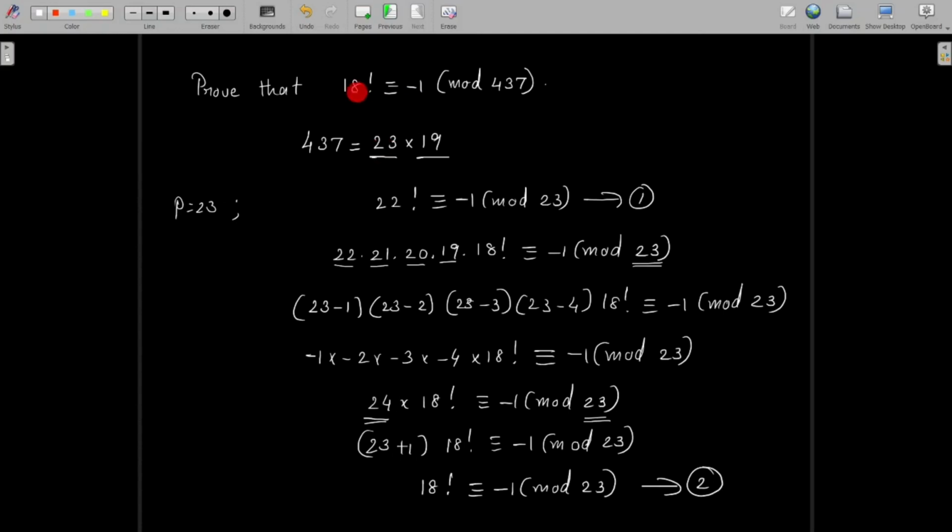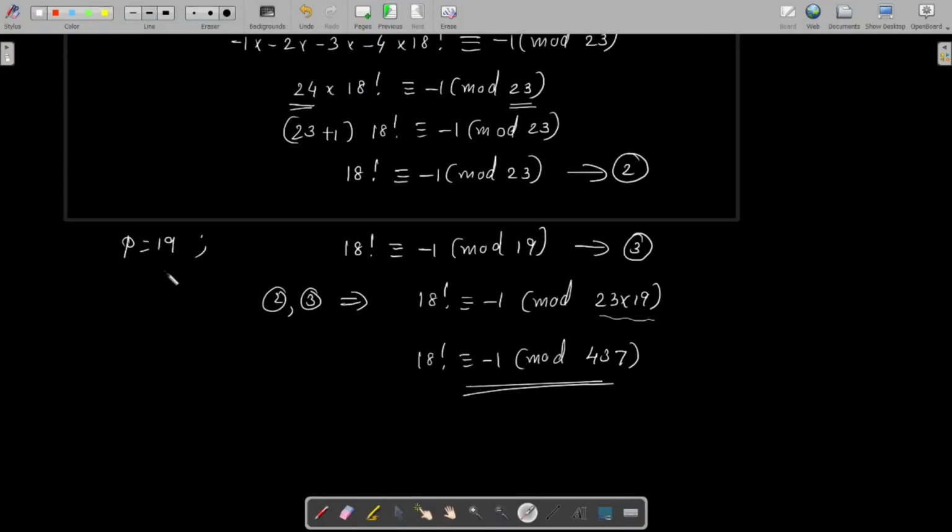Now we have to show that 18 factorial is congruent to minus 1 mod 19 also. For that, we will again apply Wilson's theorem for P equal to 19. So we have P minus 1 factorial, that is 18 factorial, is congruent to minus 1 mod 19. So we get the result in a straightforward way. So this is congruence 3. Now from these two congruences, we may conclude that 18 factorial is congruent to minus 1 mod 23 into 19 because GCD of 23 and 19 equal to 1. So we have the result 18 factorial is congruent to minus 1 mod 437.